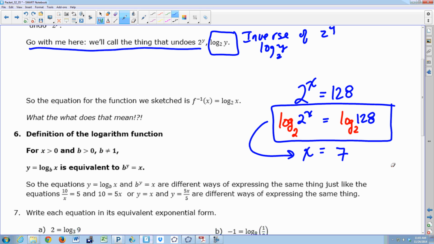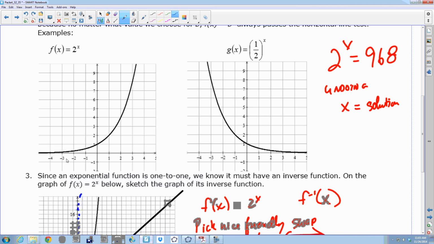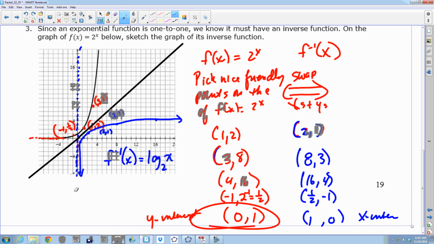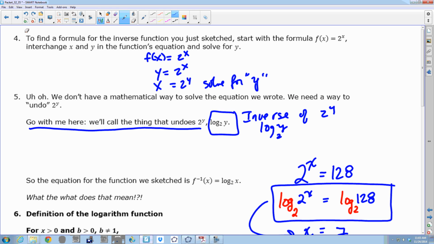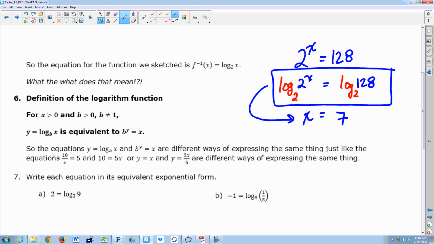So what does this all mean? What this all means is if you look back at this graph, we can now start talking about some of the characteristics of this graph right here. We know that the input into our log function has to be positive. Why? Because the output of my exponential function is positive. So what you need to start to understand is that these two statements right here are equivalent to each other.